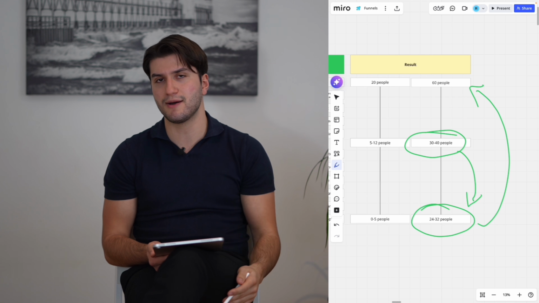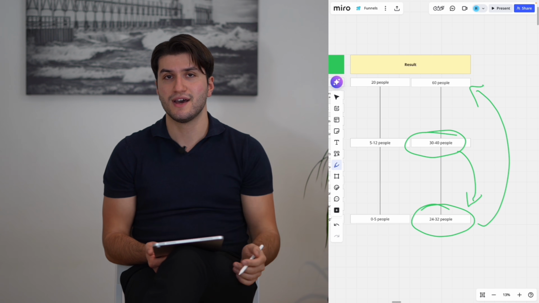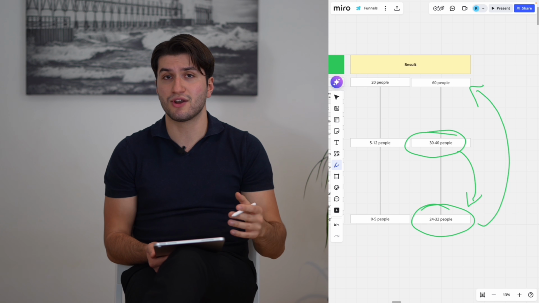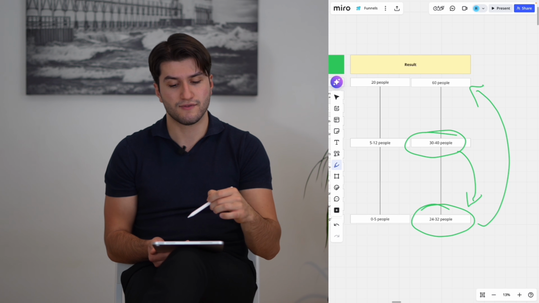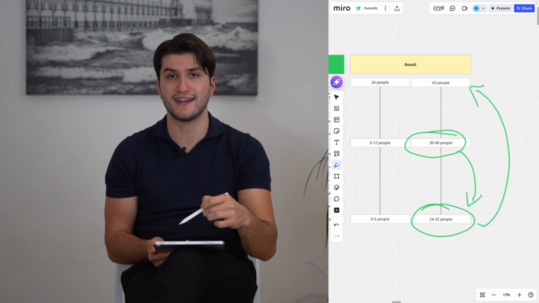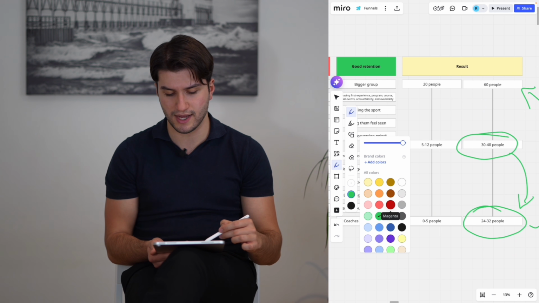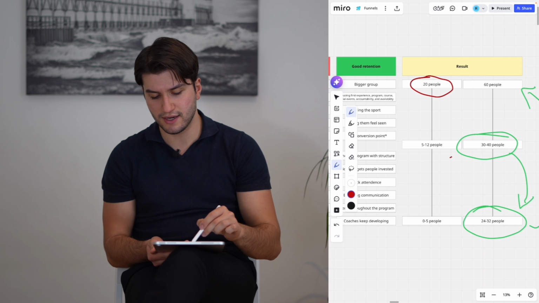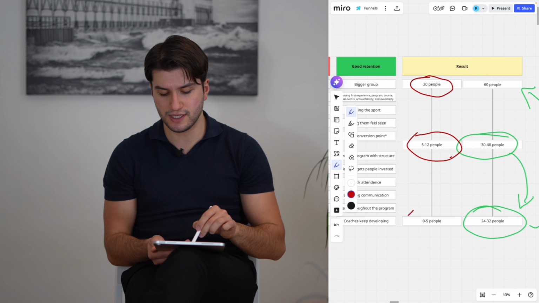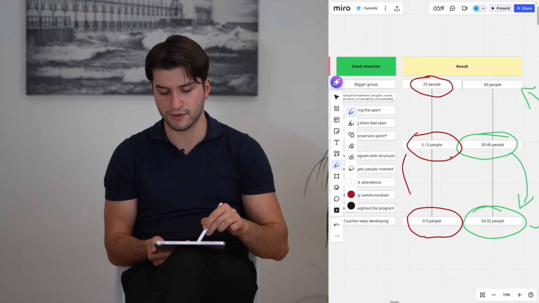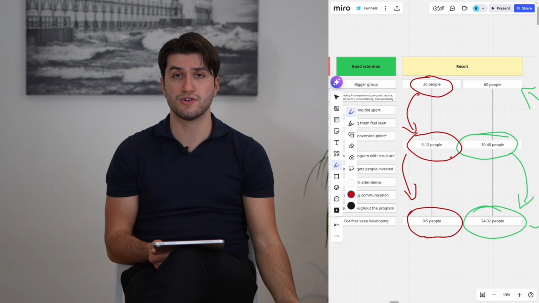Wouldn't that be great for your club? Wouldn't that be actually motivating? And wouldn't that actually mean a lot when it comes to finances also? If you knew that for every person I bring in, I'm going to retain half of them. And if we see this other example here, if I take my pen and make it red, you get 20 people here, then 5 to 12 of them continue, and then only 0 to 5 of them continue, which basically is a huge time burner.